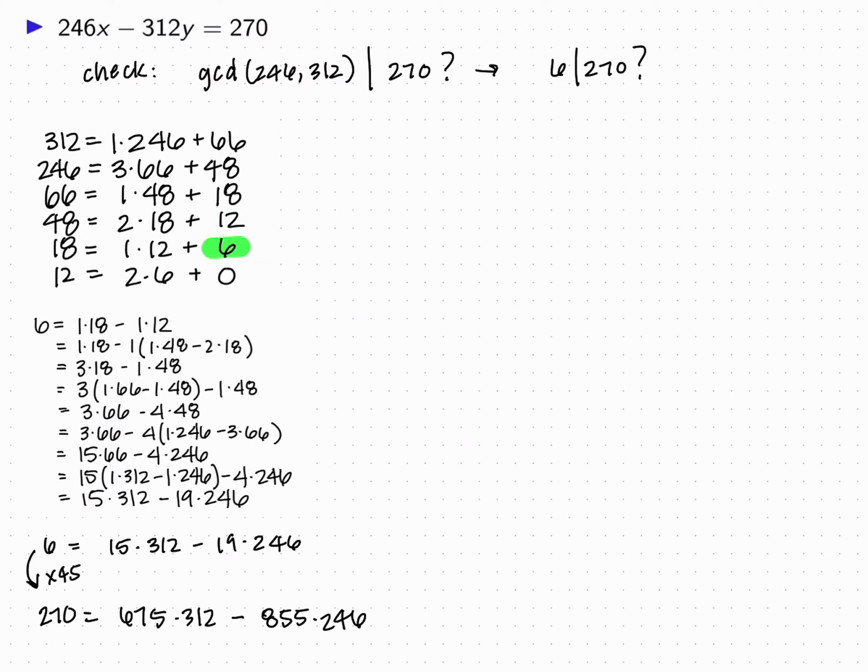Okay. So what does that tell me about my values of x and y? So let's look up here. My x is what's with my 246. So it looks like x is negative 855. And my y, I look back at that, y is, well, I guess negative y is with 312, so I need to worry about my opposites here. It's going to be negative 675. Okay. And again, you could quickly check that by plugging those into the original and making sure that it does equal 270. So there's one solution.